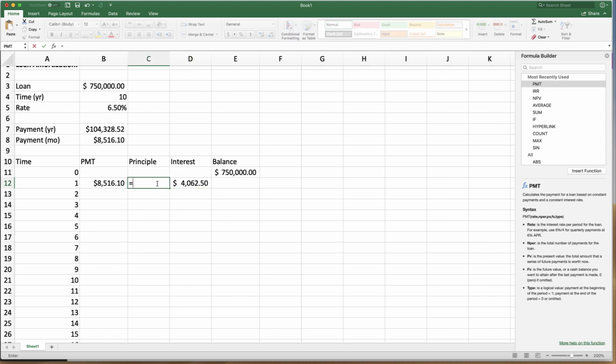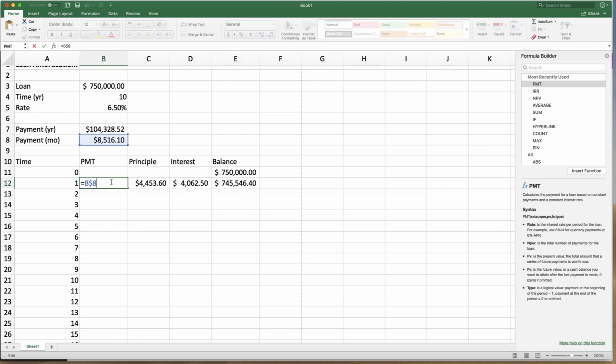So what's principal? Well, it's going to be that payment minus what we have to pay in interest, and left over is principal. At the end of this first period, your balance was that number. We deduct the principal off of that, and now your balance goes down.